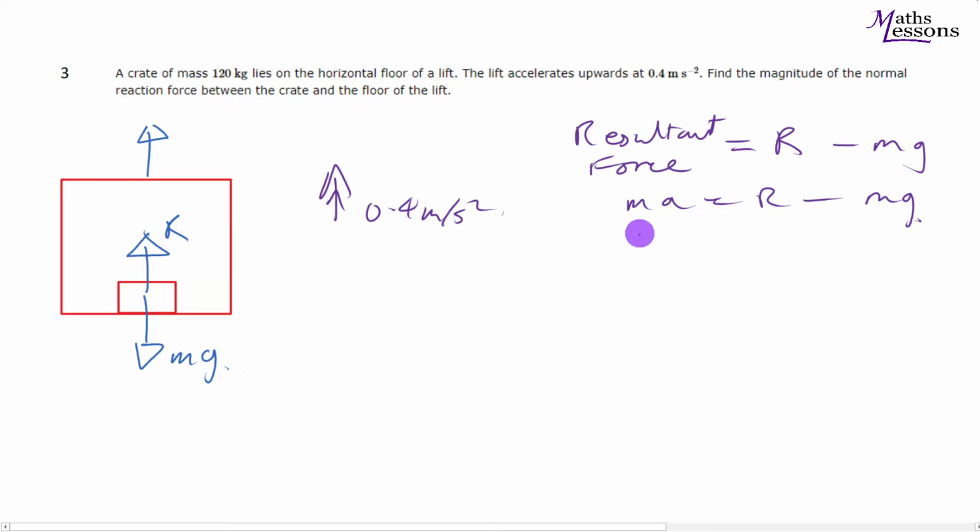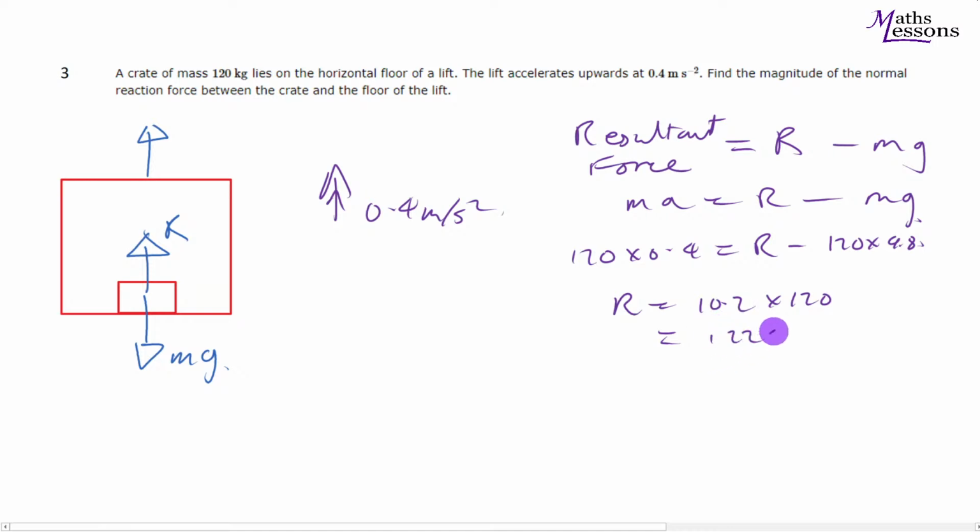So let's put our values in. So we've got 120 times 0.4 equals the normal reaction, which we don't know, minus 120 times 9.8. Therefore, R will equal, we can add the 0.4 to the 9.8 to get 10.2 times 120, which gives us, when we calculate this, 1,224 newtons.